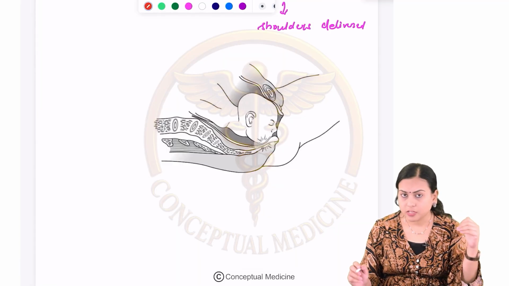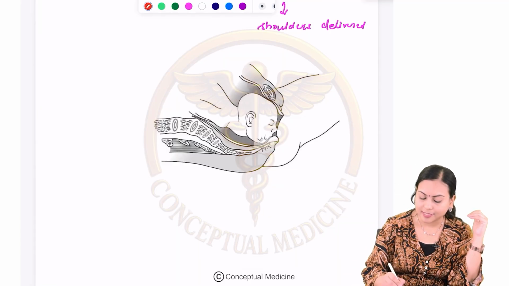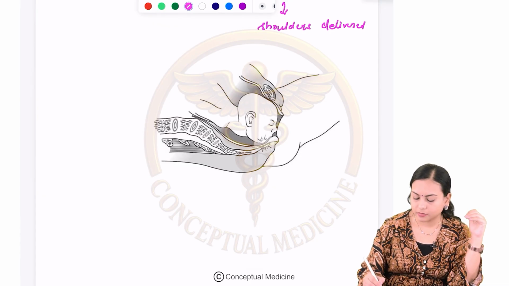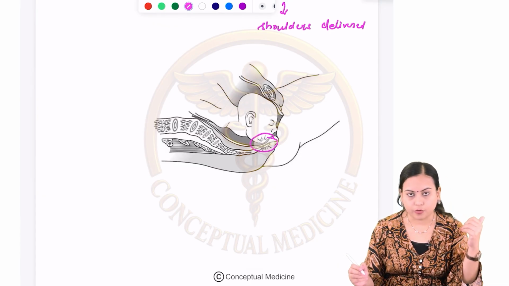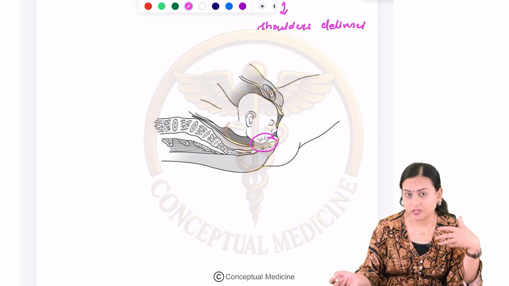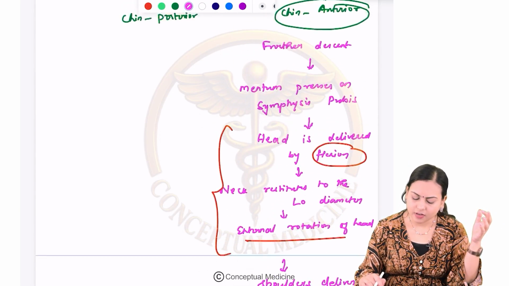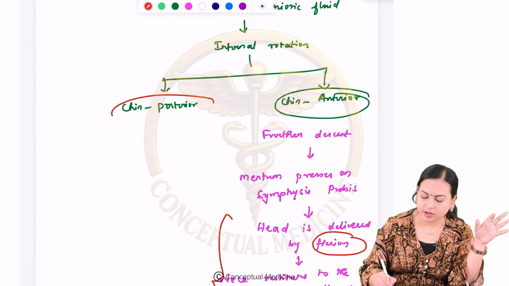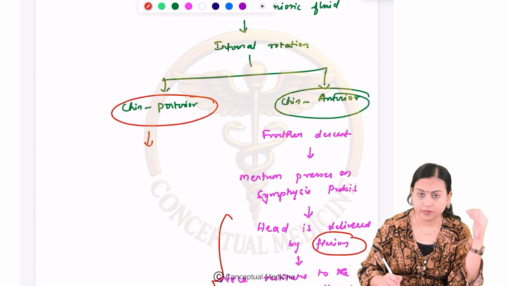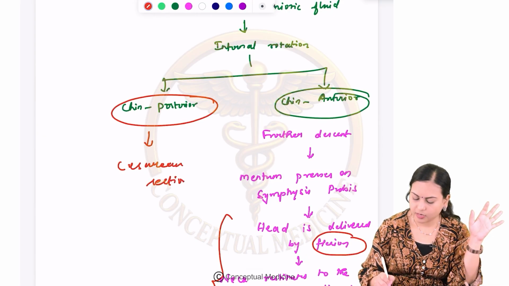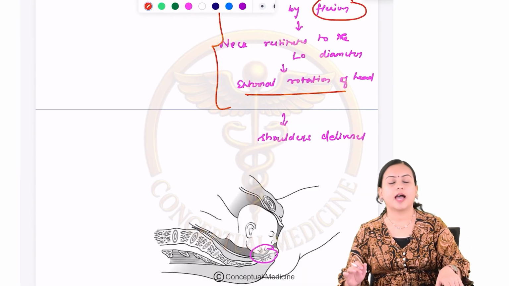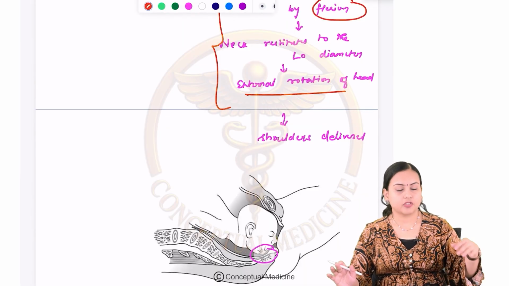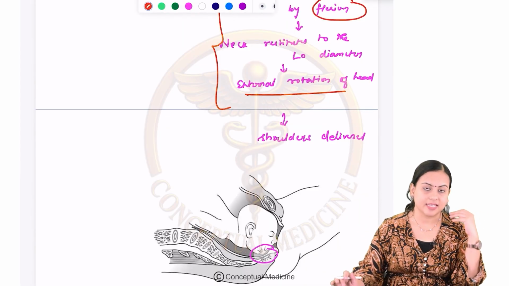But in chin posterior positions, what is going to happen is, as the baby is descending, the chin or the mentum is going to hit against the sacral promontory. Okay, then further descent is not possible. So, whenever you are getting chin posterior presentations, it is better to deliver by cesarean section, and that is the only option. Can you understand? With chin anterior positions you can attempt a vaginal delivery, but in chin posterior positions only cesarean section is possible.